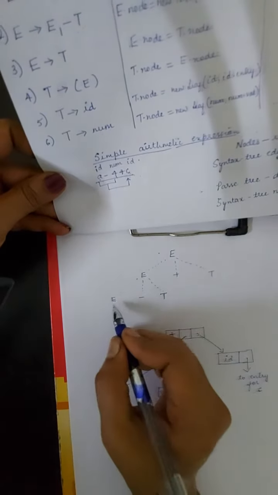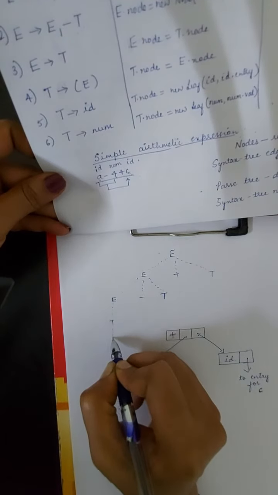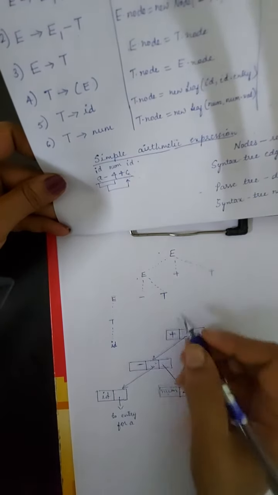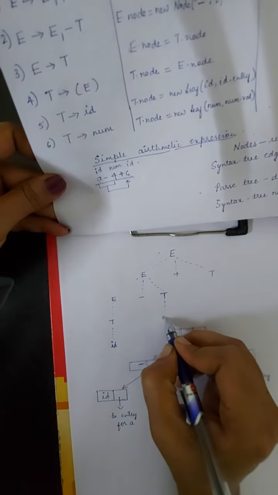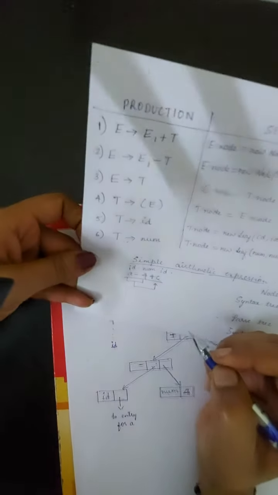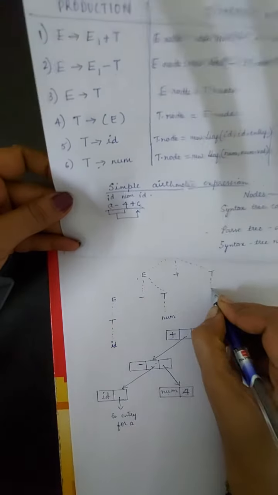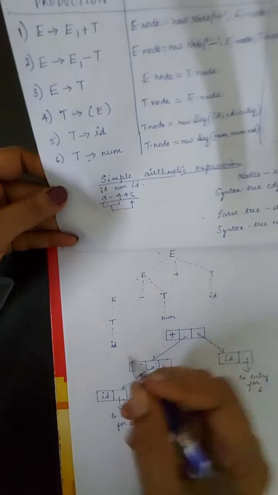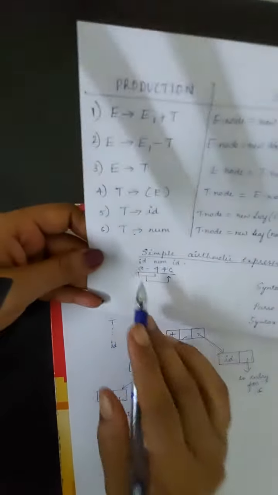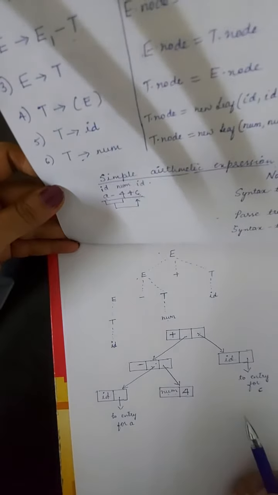Okay, so this in turn produces T, which in turn produces ID. So this is the way we write the parse tree, right? And this T produces num. I am using these derivations, these productions, alright. Okay, next for this T also I write ID. Okay, this ID is A, this num is 4 and this ID is C. So this is a parse tree for this syntax tree.